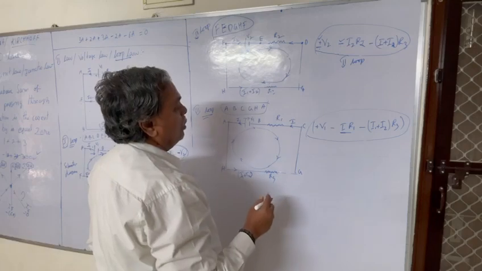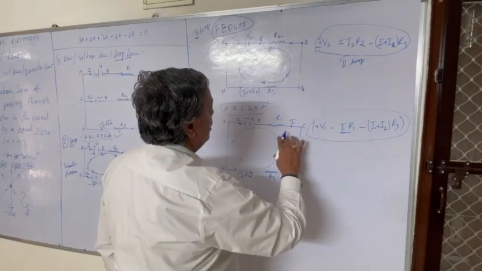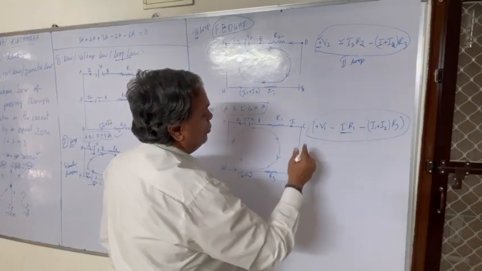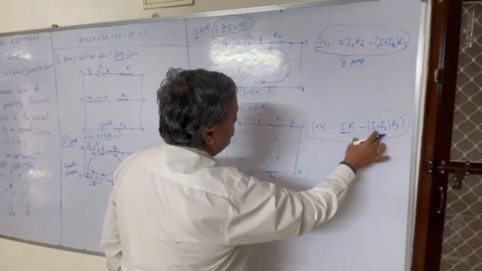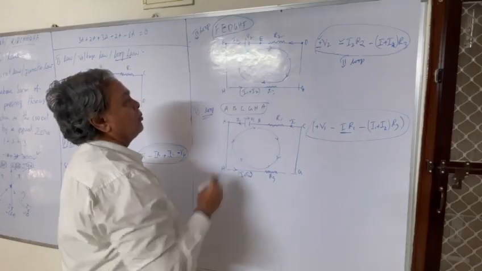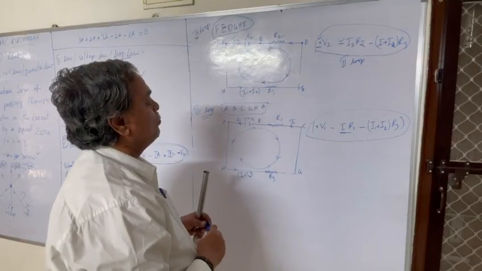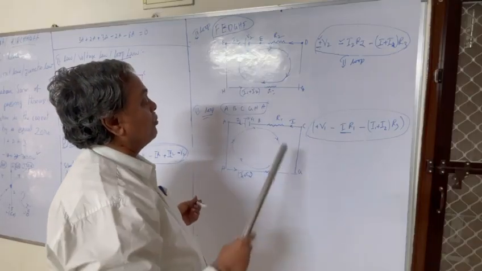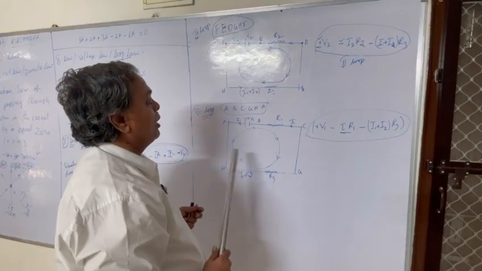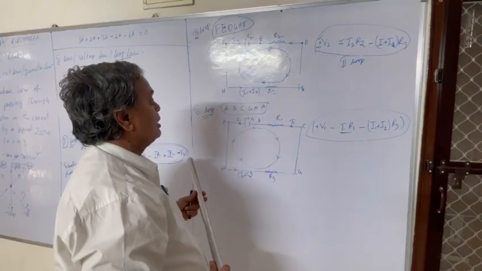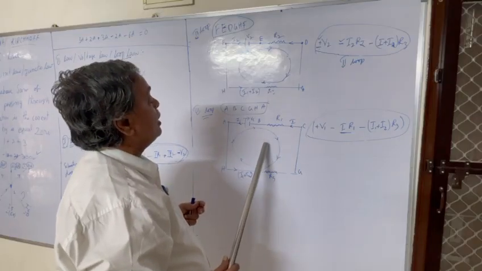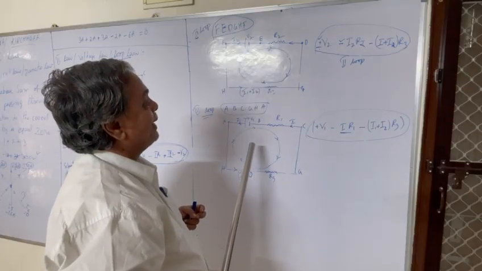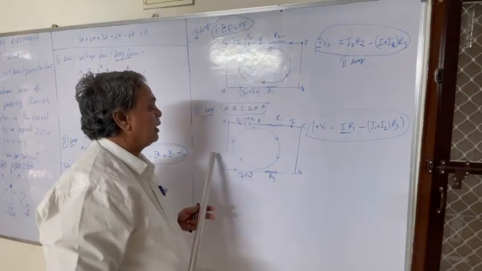In this way you have to draw the loops and calculate the resistors and voltages. If the values are given, substitute them in this equation and get the answer. The main principle behind this loop law is conservation of energy. Energy is neither created nor destroyed.